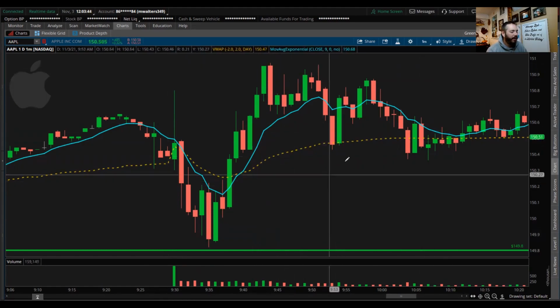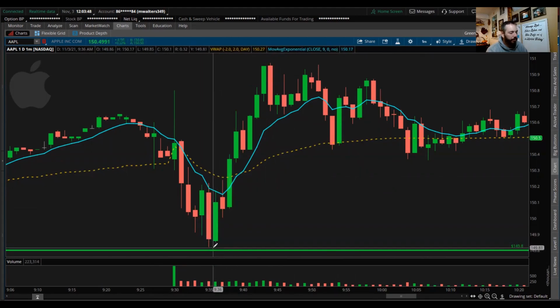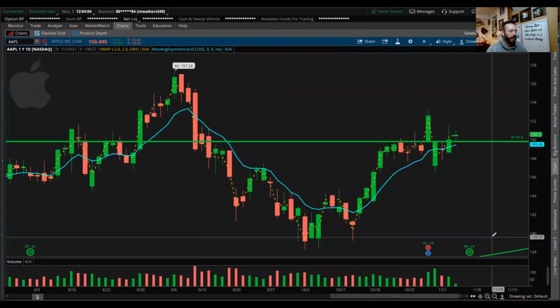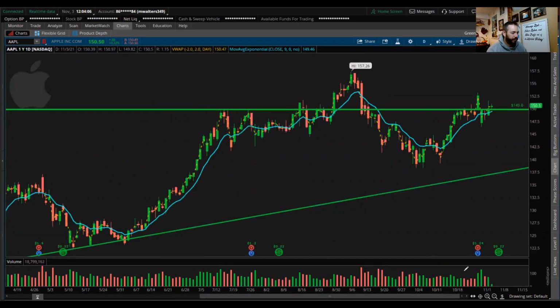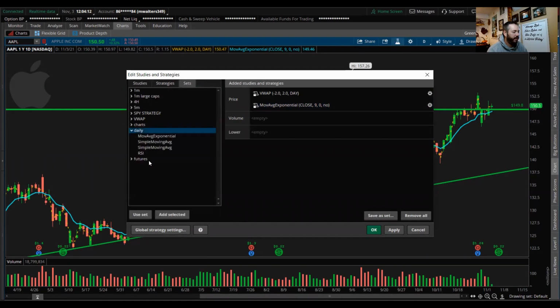And how did I know that was the level? How did I know that we had a better probability, right? Because we're trying to give ourselves a better probability in day trading. That's all we're trying to do. So how did I know? Well, I look on the daily chart. And on the daily chart, I'm just going to take this offset daily.